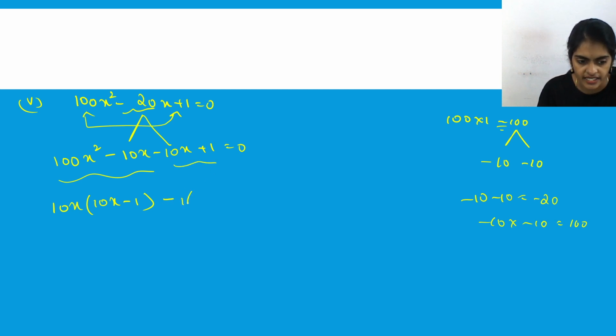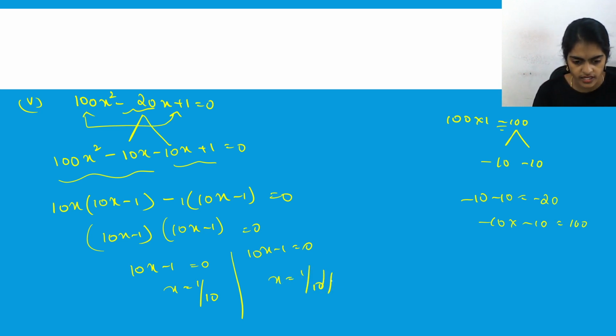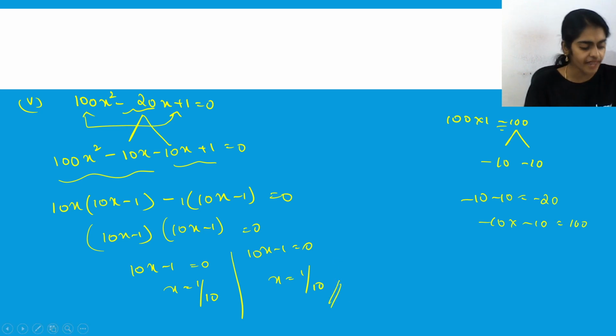And from these two, nothing is common. Similar to the previous question. So 10x minus 1 you can take common again. So 10x minus 1 you will have. So 10x minus 1 you can equate to 0, so x equal to 1 by 10 you will get. And again 10x minus 1 you can equate to 0, so x equal to 1 by 10 you will get. Okay, so this is how we are going to solve all the questions using the quadratic factorization method. Okay, so let's proceed to the next question.